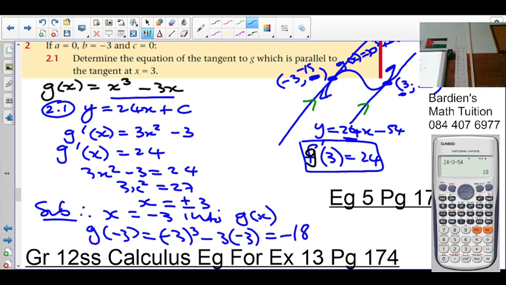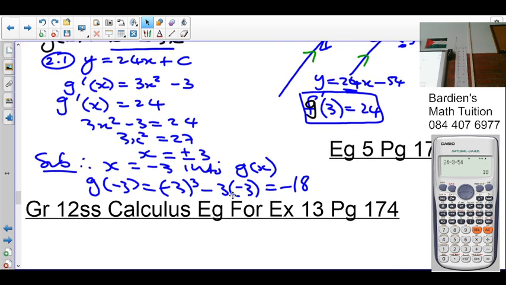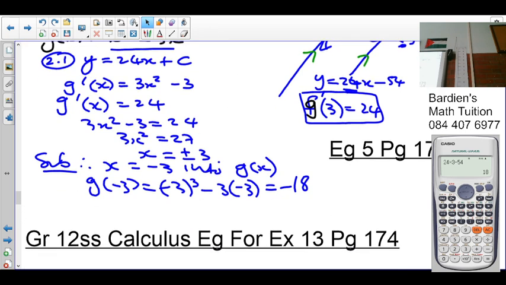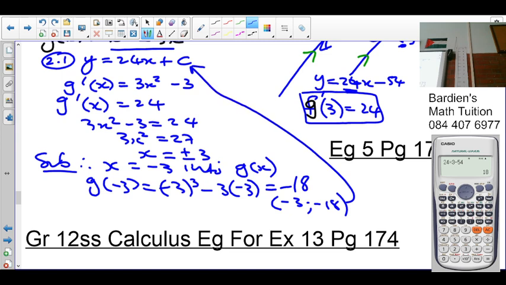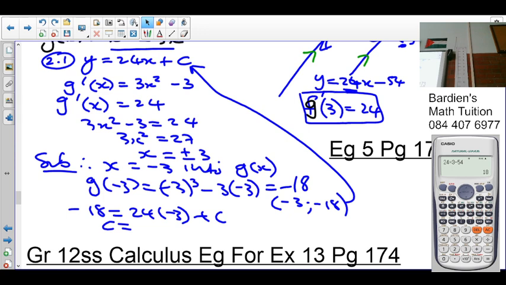So this point is, of course, negative 18. But have you answered the question? No, the question says determine the equation of the tangent. So what do we do now? Since this is the point of negative 3 and negative 18, we'll substitute that into the equation of that line. So negative 18 is equal to 24 times negative 3 plus c. So c works out to be negative 18 plus 72, or 24 times negative 3. It's supposed to be positive now. 54.